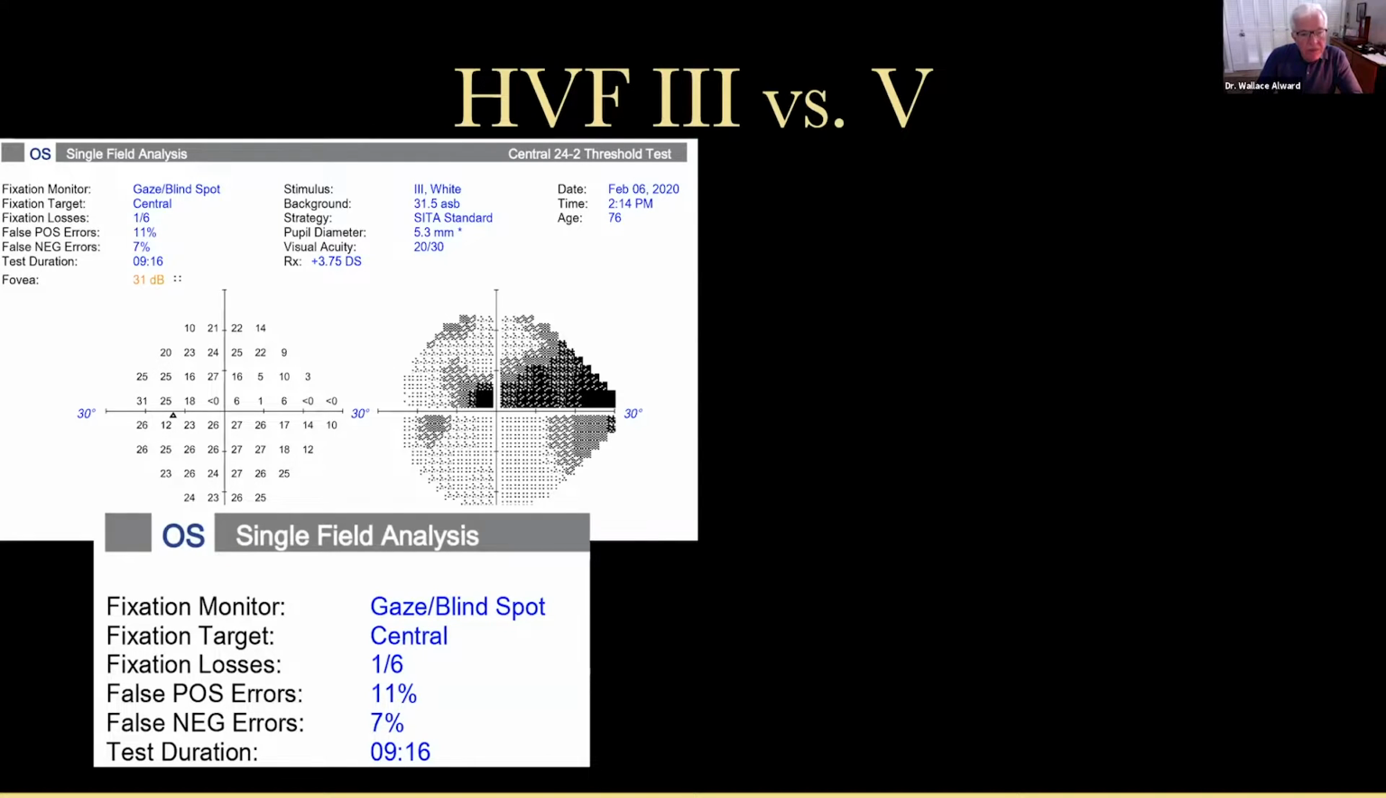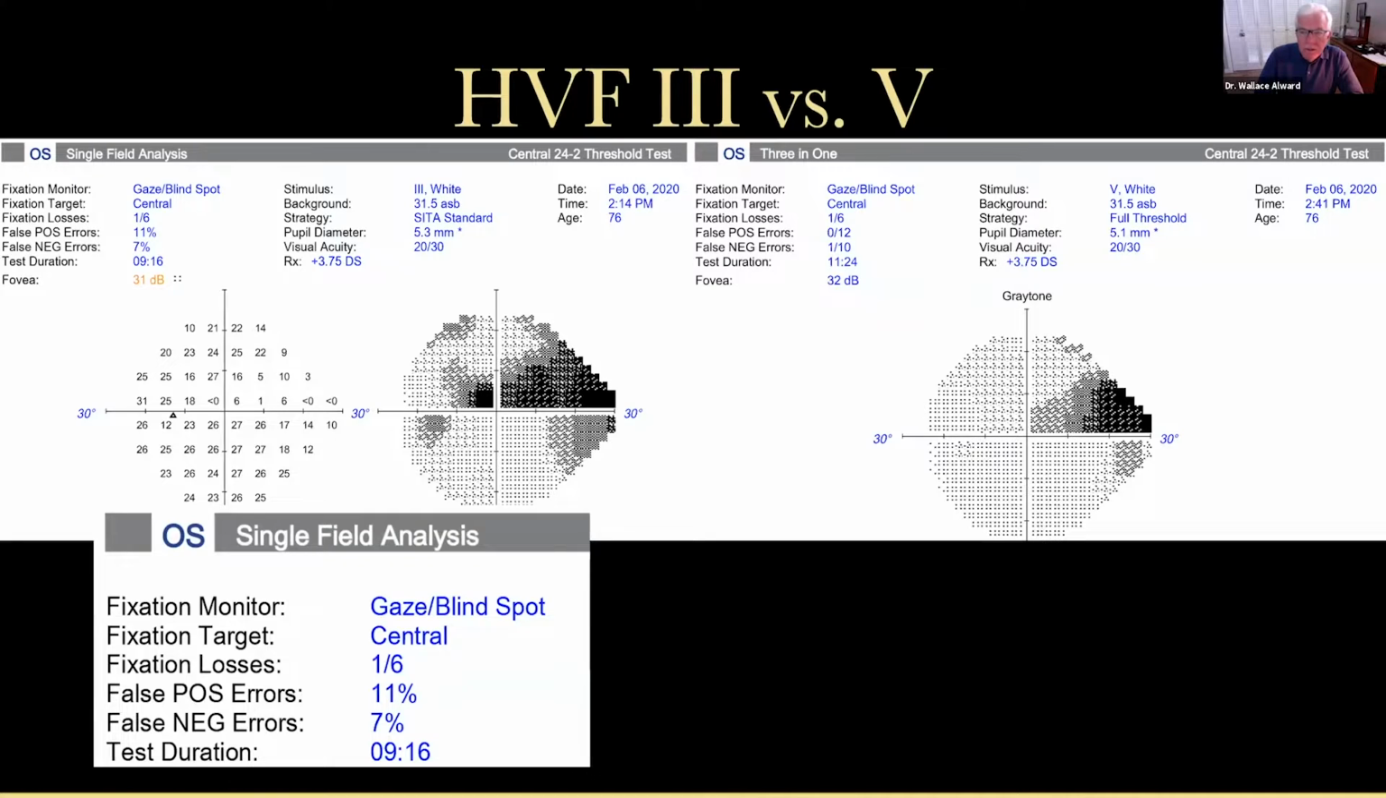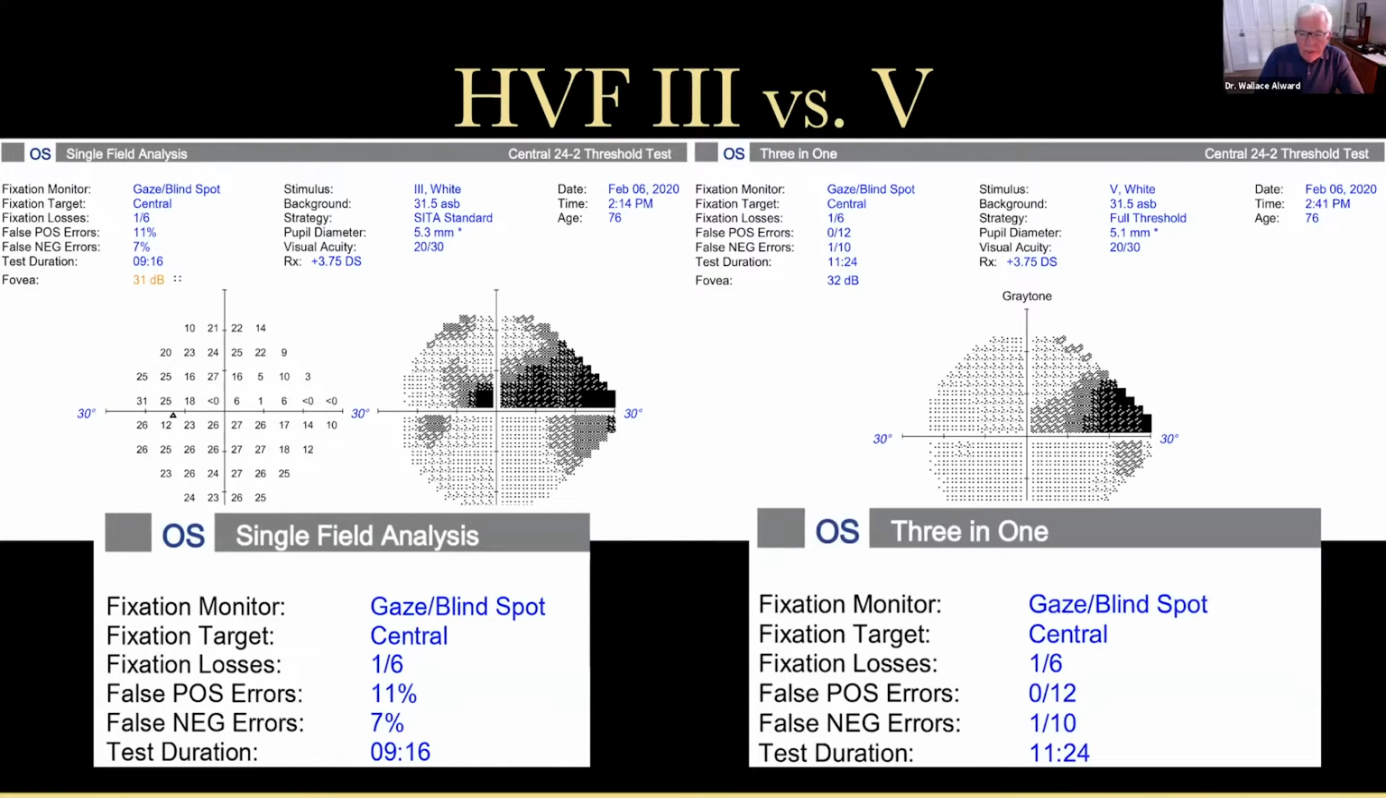So I used to do size 5s with a bigger spot, typically only for people who had such severe loss that I just wasn't seeing anything. I just wanted to increase the range of what I could see. But more and more I'm using it for people who are bad field takers, because the bigger spots just give them more confidence often and ability to do the test better. So here's the same patient with a size 5 target, and you can see the performance is dramatically better.